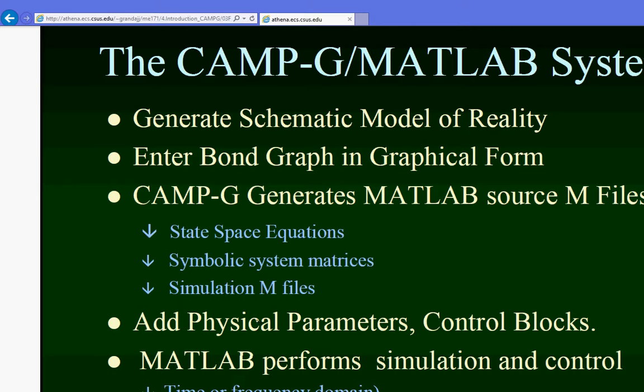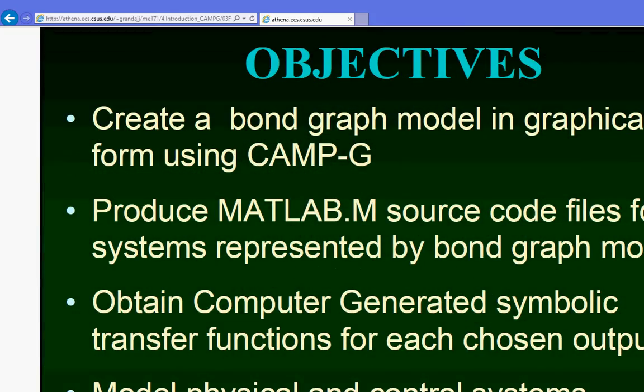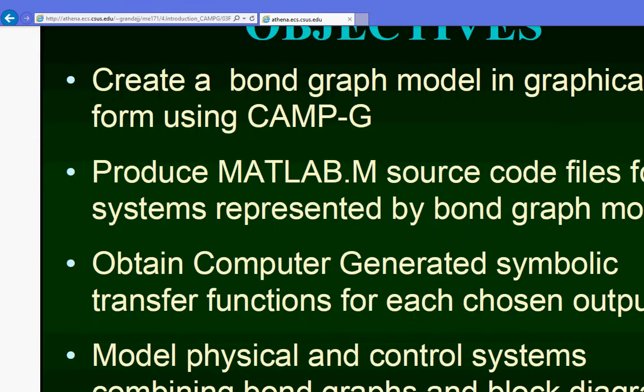So, using the program, we'll create a bond graph model in graph form. We produce MATLAB M source code files for systems represented by bond graphs. Obtain the general symbolic transfer functions, and also model physical and control systems combining block diagrams and bond graphs.